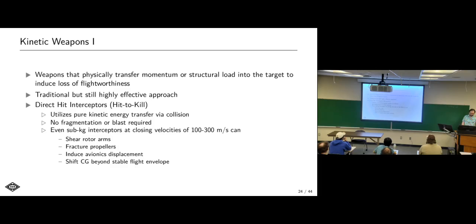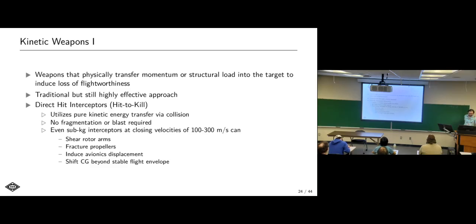But basically, kinetic weapons are exactly what you think they are. They're bullets, they're guns, they're missiles. They are things that physically transfer a momentum or structural loading onto the target to induce a loss of flight worthiness, which is to say, if I shoot your wing off, you're probably having a bad day. It's traditional, but it's still really effective because, again, planes without wings don't fly. They can, but that's mostly just how much engine you want to put on the back.